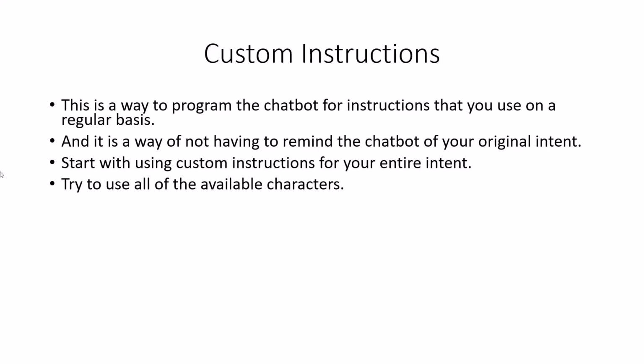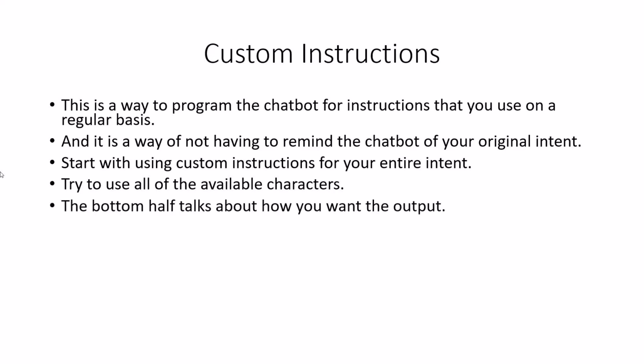You want to make sure you're getting everything that you can over and over again so that when you come back to that conversation, it knows what it is that you're trying to do and why you're trying to do it. Now, the bottom half of custom instructions tells you about how you want the output. So do you want it in a specific format? Do you want it to call you by a specific name? Do you want it to be funny? Do you want it to be serious? Do you want it to be in a certain mood? Do you want it to joke around with you? The bottom half talks about how I want the output.